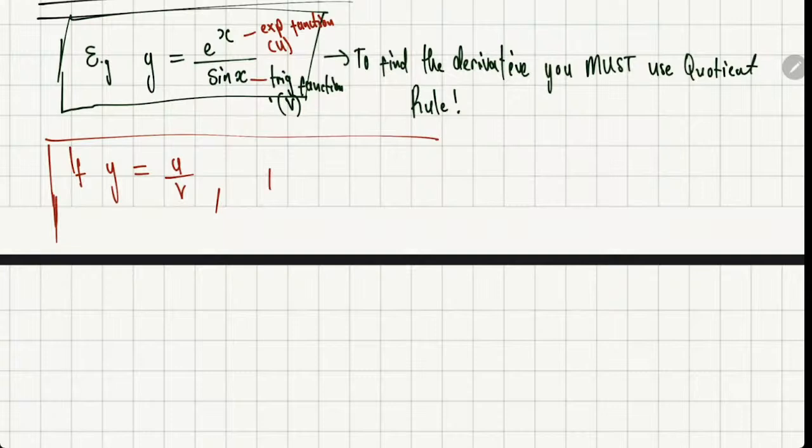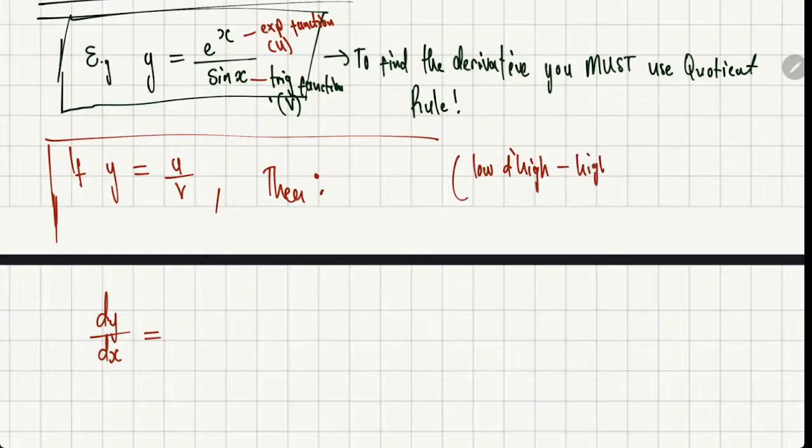You can say then dy dx, the derivative, is equal to, here is what you say when you're doing this. I want to put it in brackets: low d high minus high d low over square the bottom. Okay? We've used this for many, many years. It works. Low d high minus high d low over square the bottom.